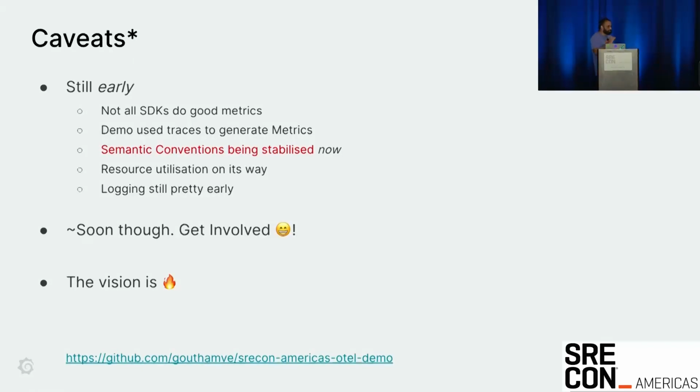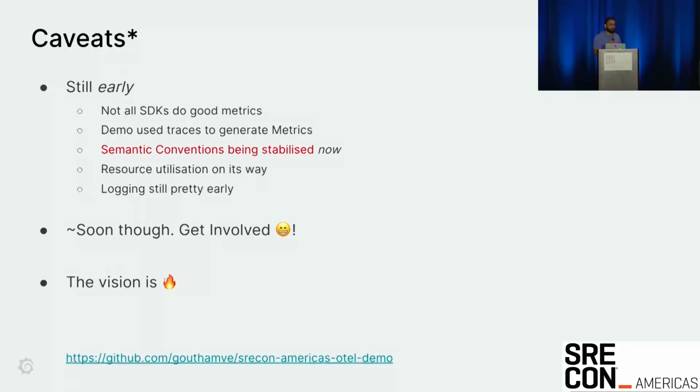The metrics has just been stabilized in terms of specs, which means not all languages and not all SDKs implement the metrics and semantic conventions around metrics. I needed to get the same set of metrics for every service, so I basically used the traces to generate the metrics. But there's a huge push in the OpenTelemetry community on stabilizing the semantic conventions, which define what metrics should be exposed by the SDKs. And that's happening right now.